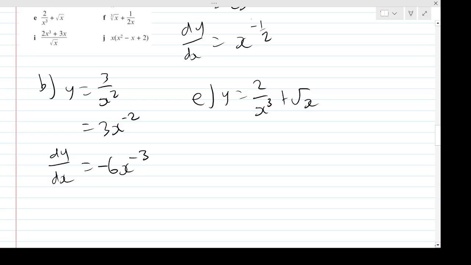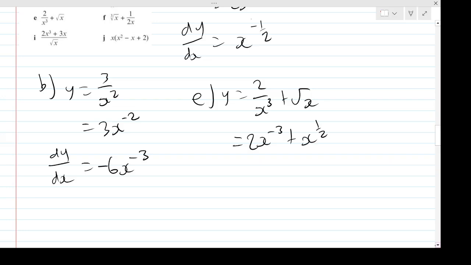Okay, part E, we have y is equal to 2 over x cubed, add root x. So again, I can use index laws to simplify each term. Now firstly, the 2 over x cubed, that'd be 2x to the minus 3, because it's a reciprocal, so it'd be in the negative power. Then root x, that's just x to the half.